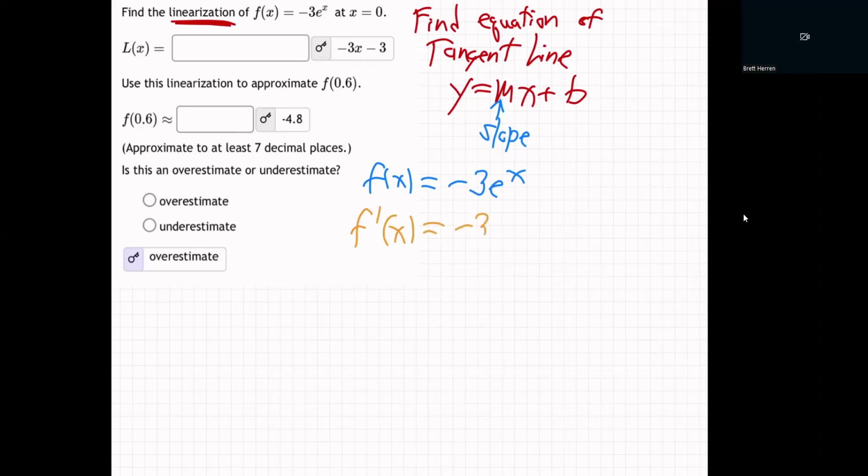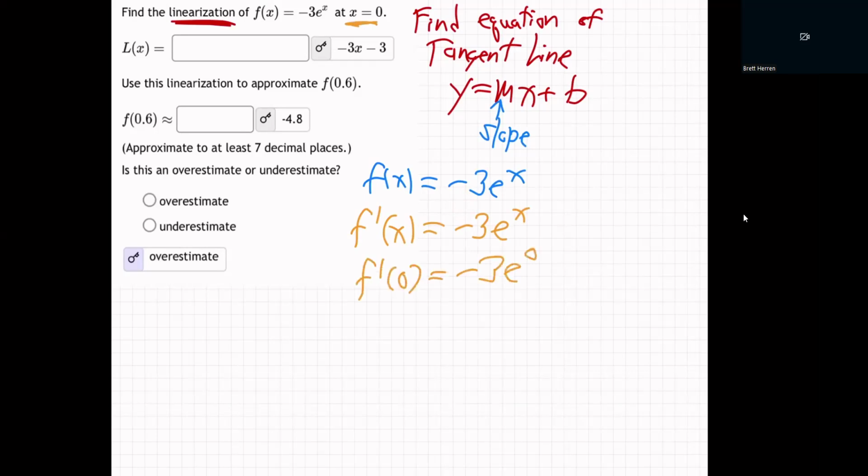Now, how do you do the derivative of e to the x? He's our favorite one. He doesn't do anything. He just sits right there like that, right? And what about the minus 3 in the front? Well, numbers in the front just sit there as well. So nothing happens. That's awesome. And we're supposed to do it at x equals 0. So what's f prime of 0?